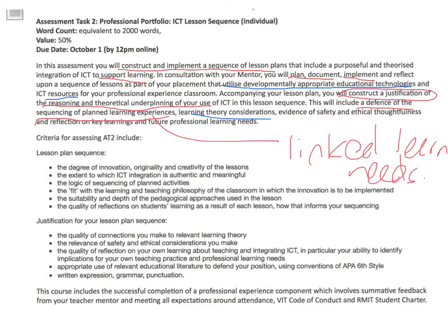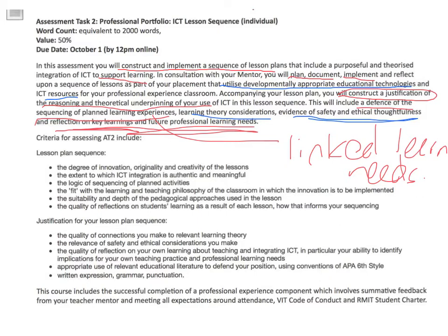Back to the ICT things, we want you to talk briefly about the safety and ethical considerations that you've made when you've been doing your planning. Throughout the reflection, what are the things that you've learned and the professional learning needs that you've identified from this activity? Think back to the specific goals that you set yourself for this placement that we went through in week 4, and then in week 5 we revisited those.